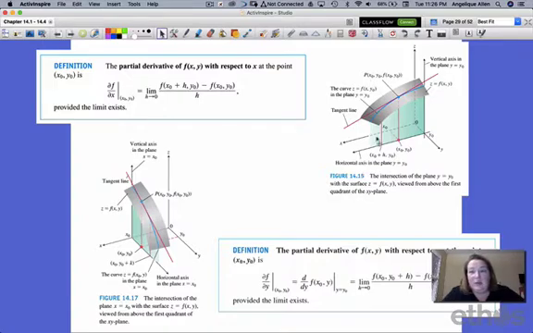Now let's come over here and look at what this actually means. If we are looking in the x direction, so here's our x-axis, we have this blue trace on the surface of our function, and that is a curve that is parallel to the x-axis. And we draw a tangent line to that curve at the point x naught, y naught. And the partial derivative is going to give us the slope of this line with respect to this curve. Alrighty.